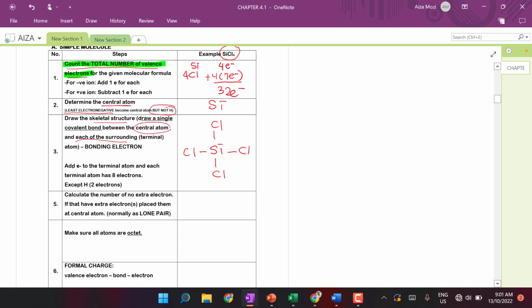Okay, and then add electrons to the terminal atoms. So each terminal atom has 8 electrons. So right now, chlorine has 2 electrons because chlorine has a bond, so 2 electrons at this chlorine. So you need to add another 6 electrons.